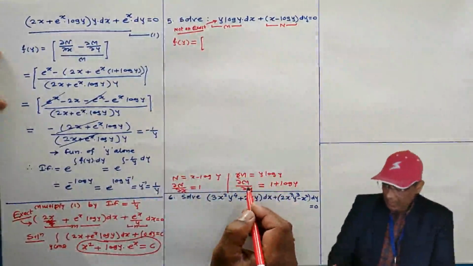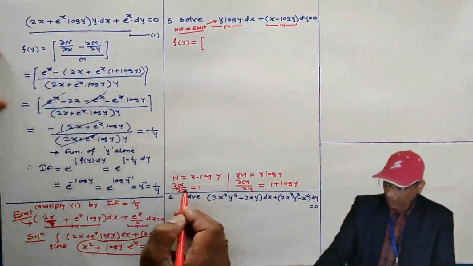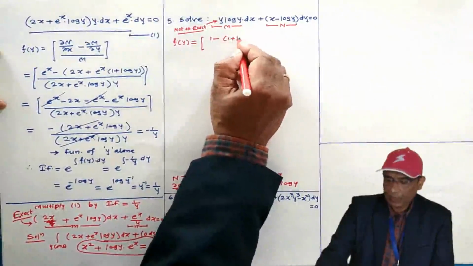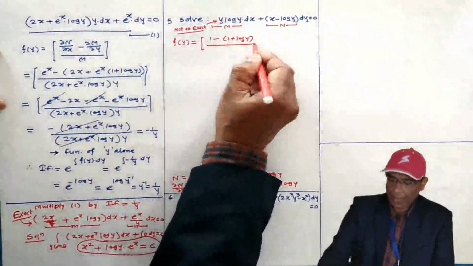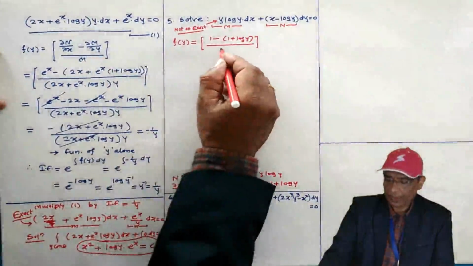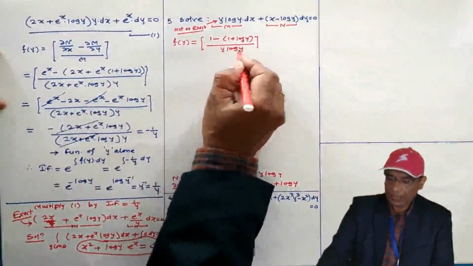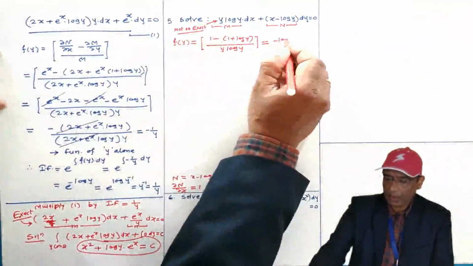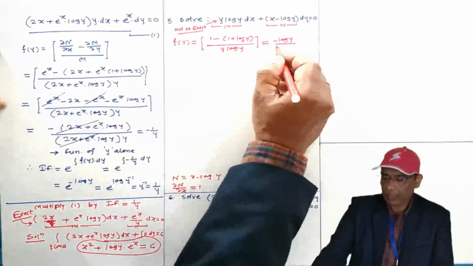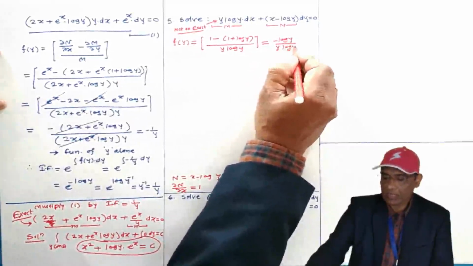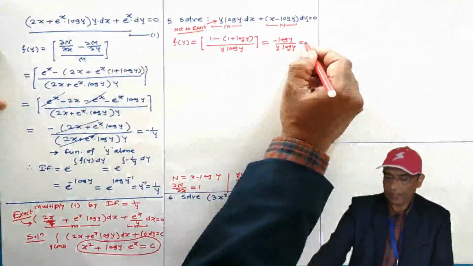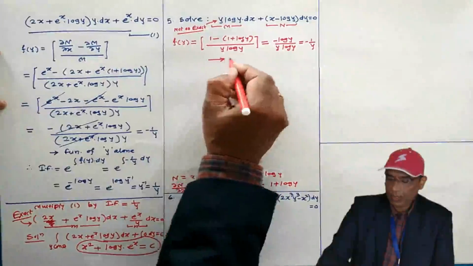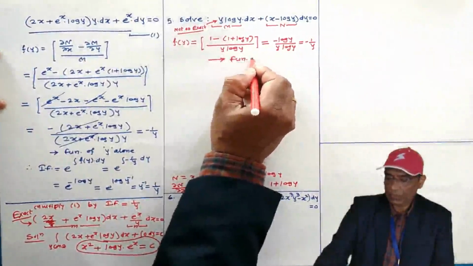Now fy I am going to find. What is del n by del x? 1. Del m by del y is 1 plus log y, divided by m, which is y log y. Try to simplify it. 1 gets cancelled, minus log y will remain, and y log y is already there in the denominator. Again log y gets cancelled, and minus 1 by y is remaining. So this is a function of y alone. Fy is a function of y alone.